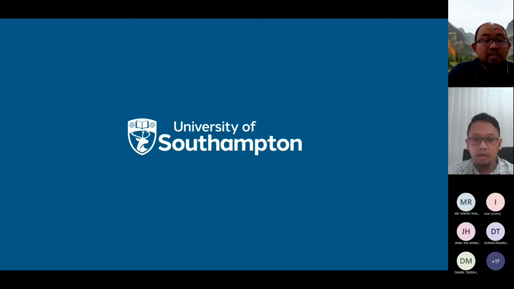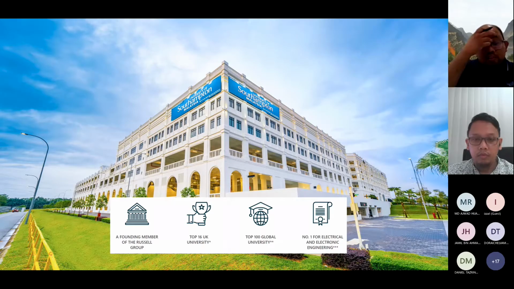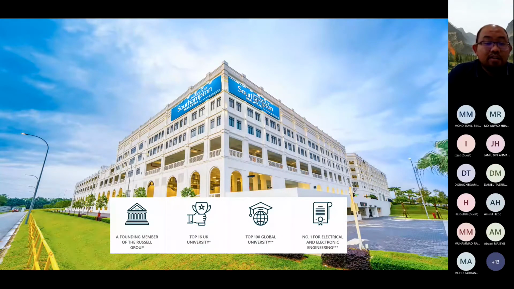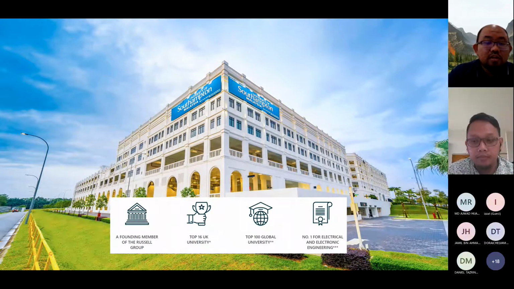First of all, let me just introduce our university. We are actually located at the Iskandar Puteri region in Johor, quite near to Johor Bahru. If you have been to Legoland, we are about 5 minutes away from Legoland, and about 10 minutes to the second link to Singapore. We just recently moved to a new campus in Eco Botanic. So this is our new campus, University of Southampton, Malaysia.